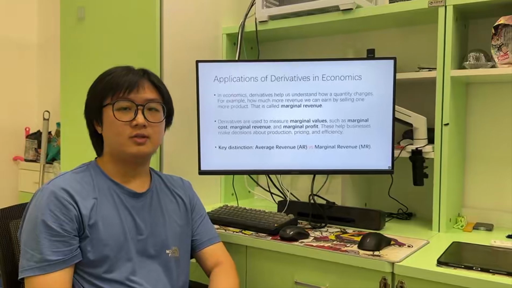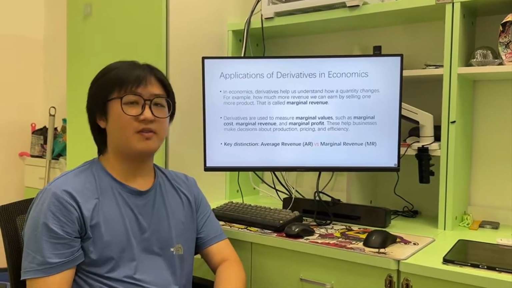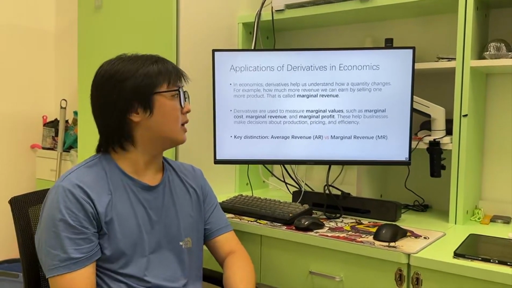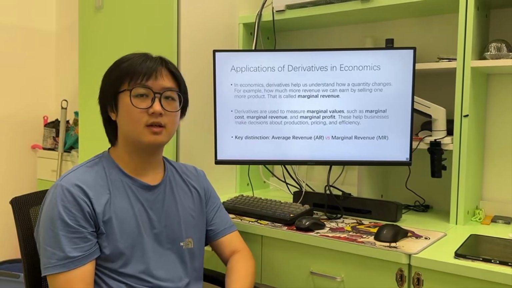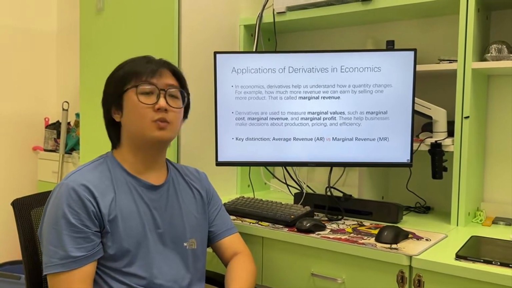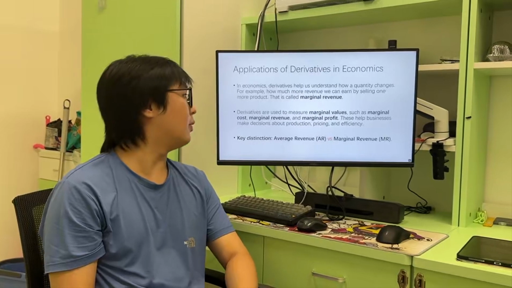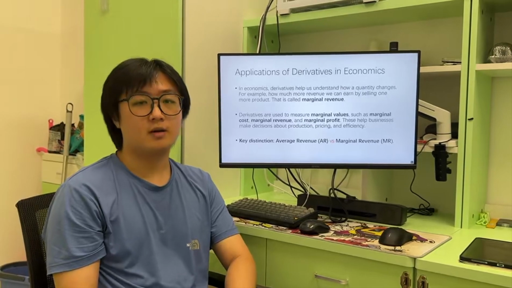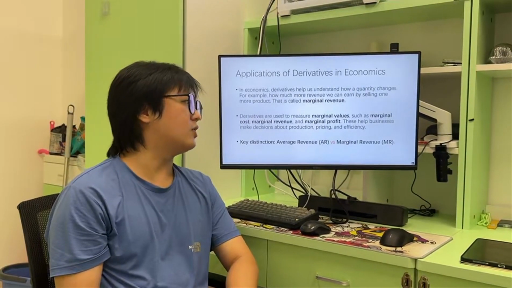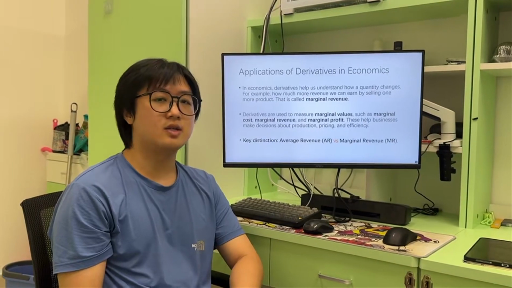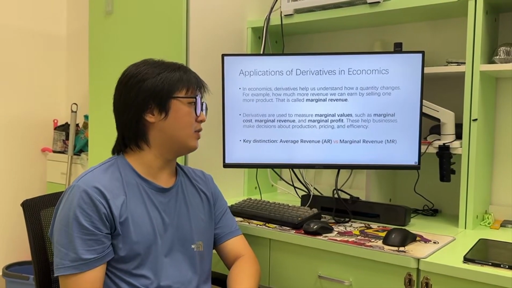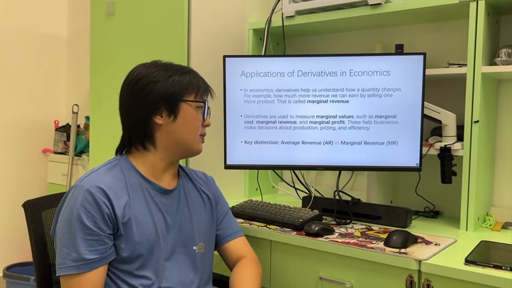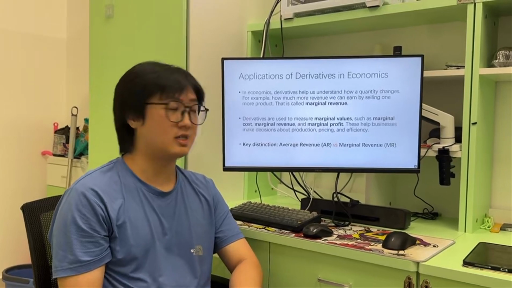First of all, I would like to talk about applications of derivatives in economics. In economics, derivatives help us understand how a quantity changes. For example, how much more revenue we can earn by selling one more product. That is called marginal revenue, short for MR. Derivatives are used to measure marginal values, such as marginal cost, marginal revenue, and marginal profit. These help businesses make decisions about production, pricing, and efficiency.